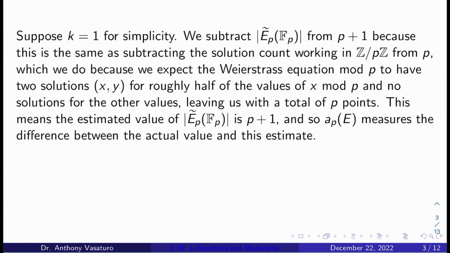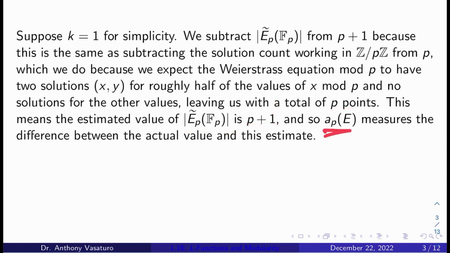And why would I do that? Well, I expect my Weierstrass equation mod P to have two solutions (x, y) for roughly half of the values of x mod P, because of the y squared on the left-hand side of the Weierstrass model, and no solutions for the other values, because I'm expecting roughly half of my outputs to be squares mod P and the other half not to be. If you do the arithmetic and add all that up, you expect P points plus the point at infinity. So the estimated number of F_P points on E tilde sub P should be P plus 1, these P points plus the point at infinity.